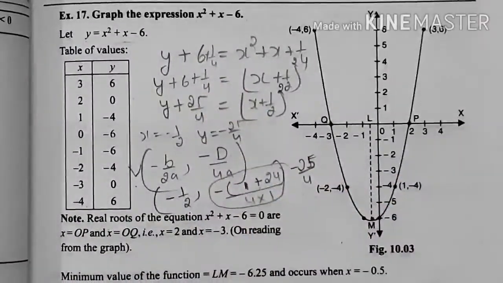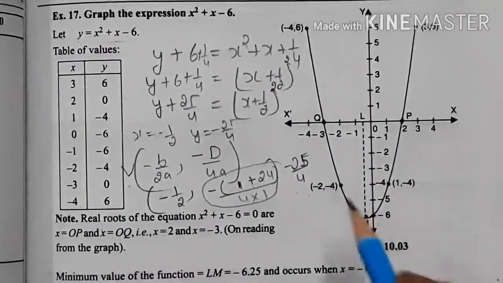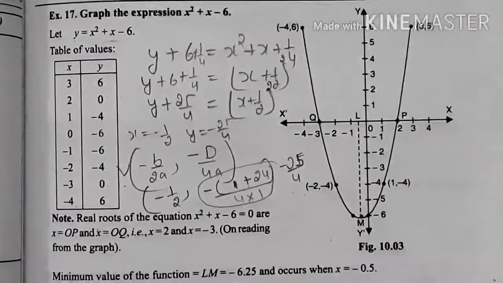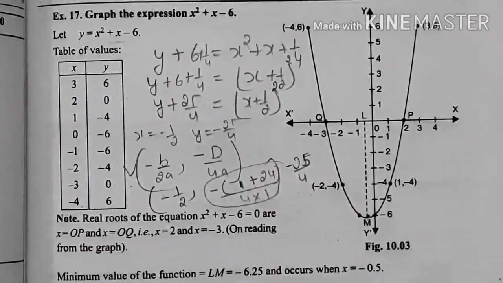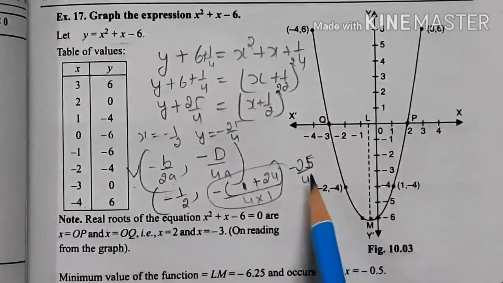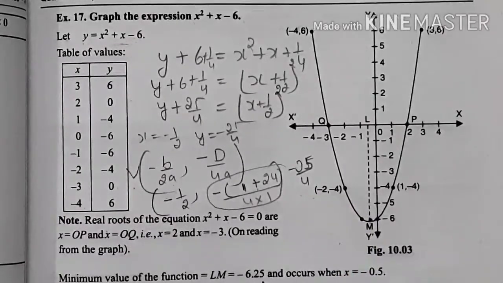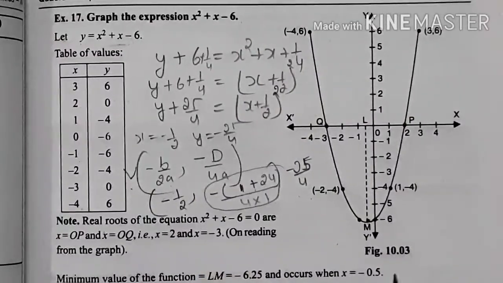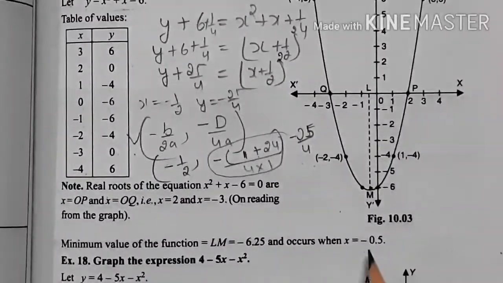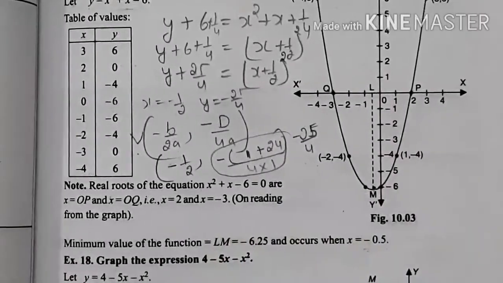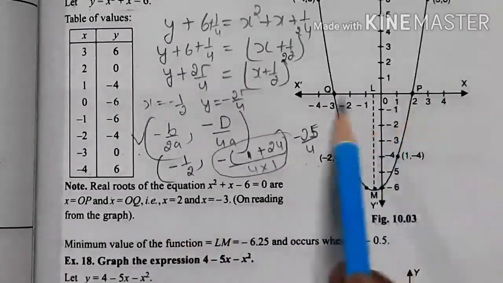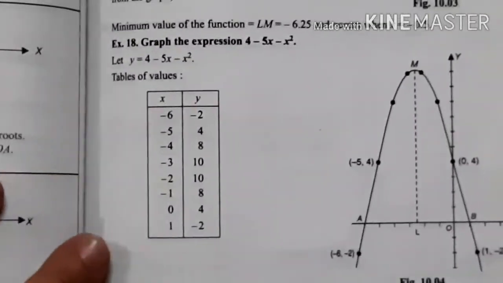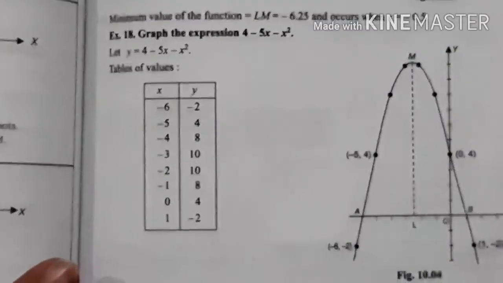So these are the two methods to find the vertex, that is the turning point of any parabola, whether it is upward or downward. If I look at the minimum value here, that is minus 25 by 4, that is minus 6.25, and minus 1 by 2 is minus 0.5 here. So you can write it in any way, and the two roots are 2 and minus 3, that is the two roots of the equation.